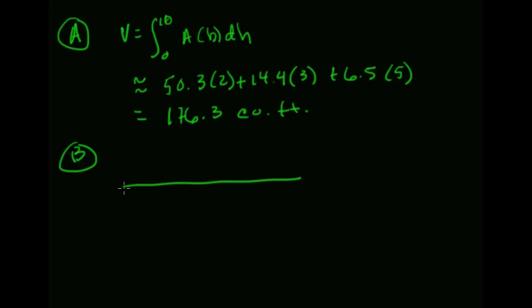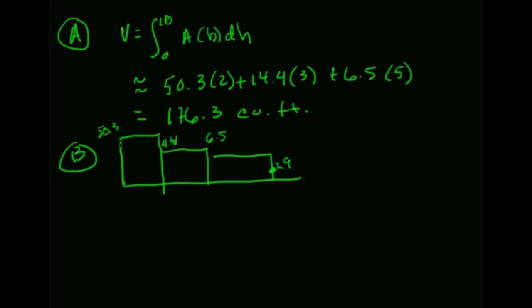The easiest way to get your head around this is to actually draw the picture, because the first left hand is at 50.3. The second left hand is at 14.4. The third left hand is at 6.5. Right? And then it goes down to 2.9, but we never actually used that, right? So there's your 2.9.